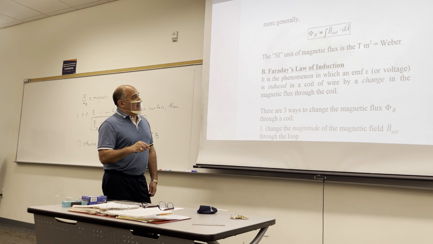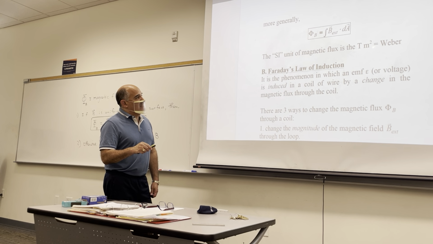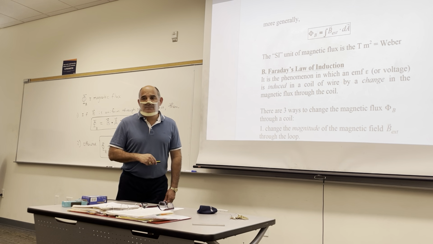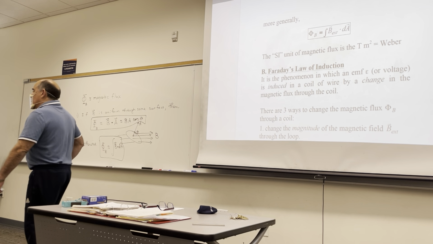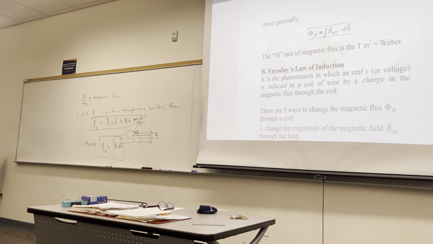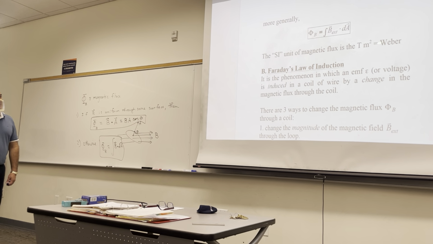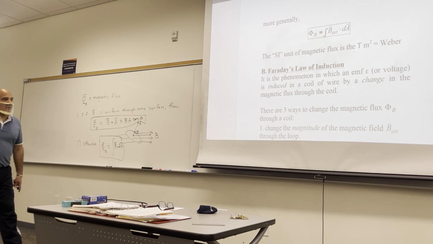And 1 Tesla multiplied by meter squared is defined as a Weber. That's somebody's last name. So you can say the magnetic flux through this loop is 5 Weber, or you can say the magnetic flux through this loop is 5 Tesla meters squared. So the Weber is the unit of magnetic flux in the metric system. It's just the amount of magnetic field that goes through some surface of area A.